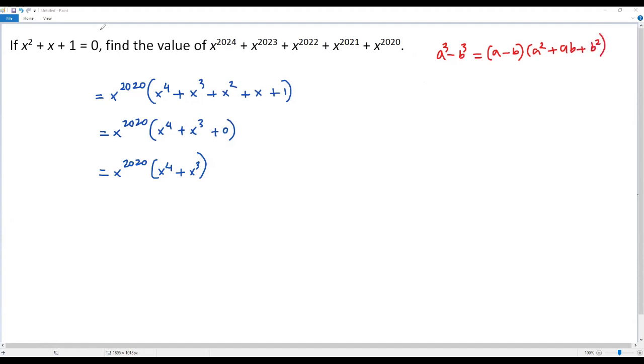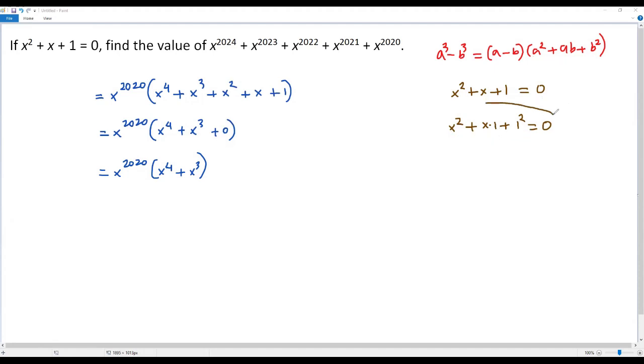Okay, now let me take the given equation, that is x² + x + 1 = 0. It can be written as x² + x·1 + 1² = 0. We can write this x as x times 1, and we can write this 1 as 1 squared. When I consider the expression on the left side, it is exactly in this form, a² + ab + b². At the place of a we have x, at the place of b we have 1.